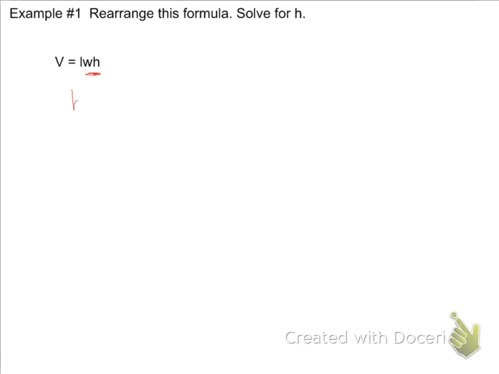So we have to decide what's happened to h. We started with h, and h was multiplied by LW, and that gives us V. The reason I started with h is because when we work backwards, we're going to want to have the letter h come first. So, working backwards, we start with the letter V, and V, instead of being multiplied, will be divided by LW, and that will give us h.